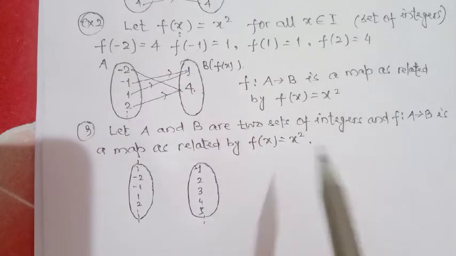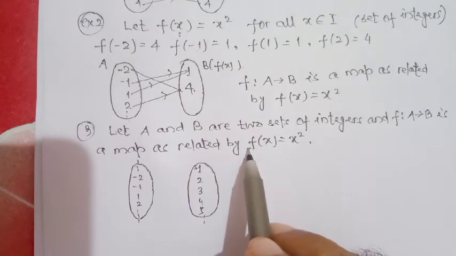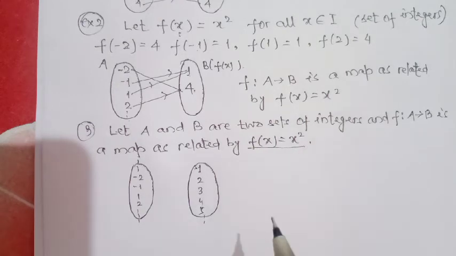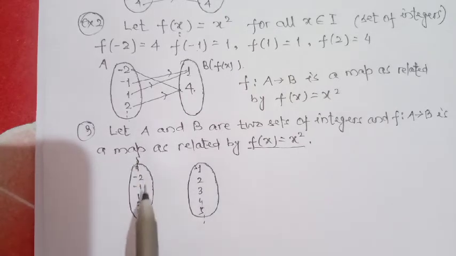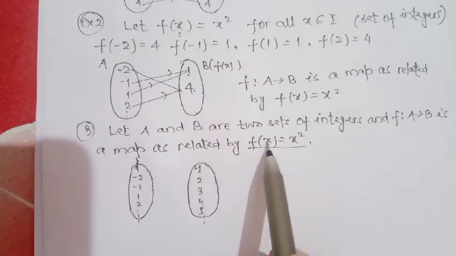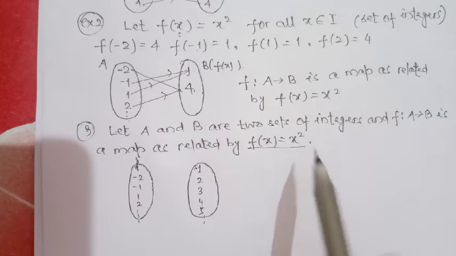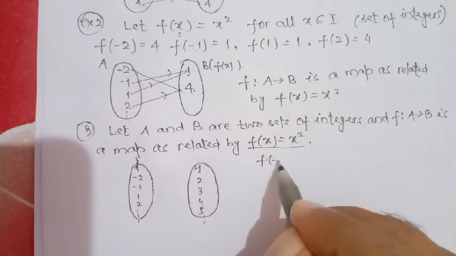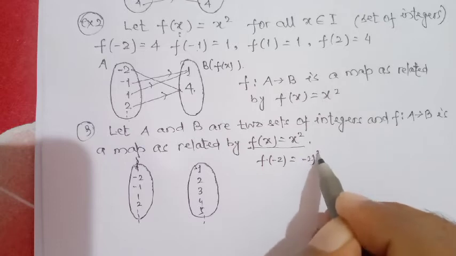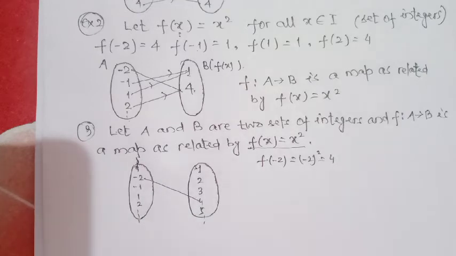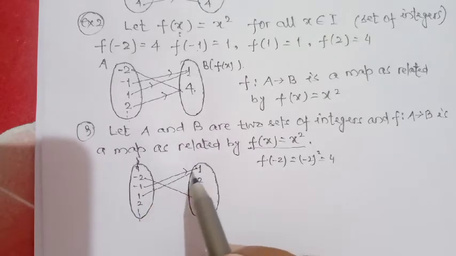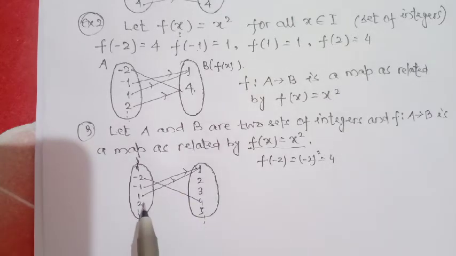Now construct a map under this relation. This is a dotted line. Minus 2 will be minus 2 square, and minus 2 square is 4. So minus 2 goes to 4, minus 1 corresponds to 1, 1 corresponds to 1, 2 corresponds to 4.